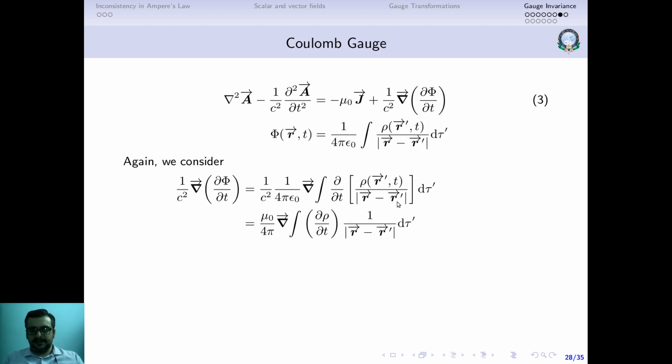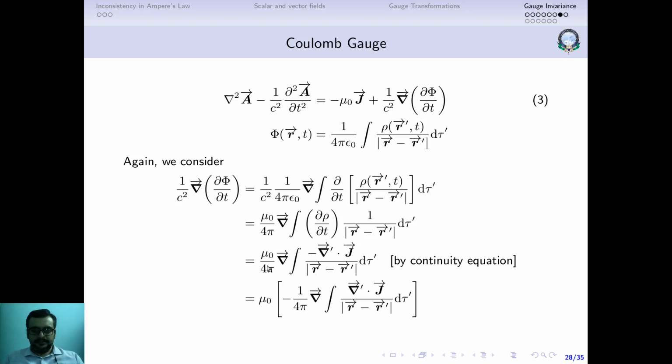1 by r minus r modulus r minus r prime does not depend on time t. So dou by dou t does not apply on this, it will apply only on rho. So dou rho by dou t, and this we can easily identify using the continuity equation, because dou rho by dou t is minus divergence of j by continuity equation. So minus divergence of j will replace this one.